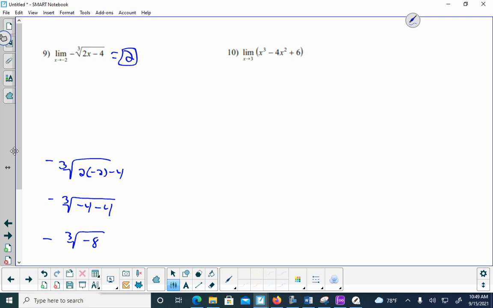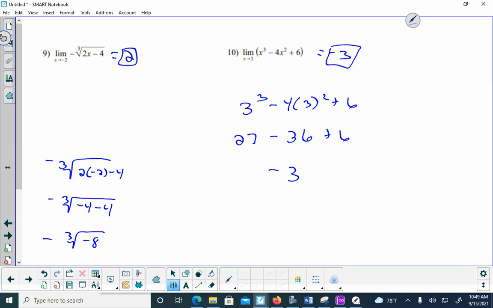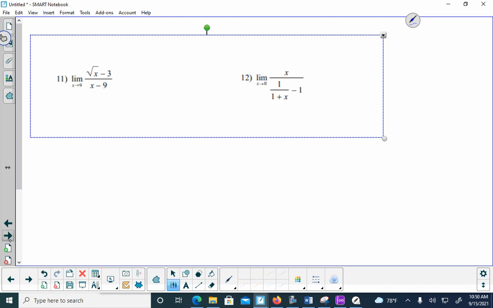and that is my limit. Number 10, doing direct substitution, I'm going to have 3 to the third minus 4 times 3 squared plus 6. So this is 27 minus 36 plus 6. So I'm going to get -3. So my limit is -3. I did not put any trig functions on the quiz, so you don't have to worry about that.